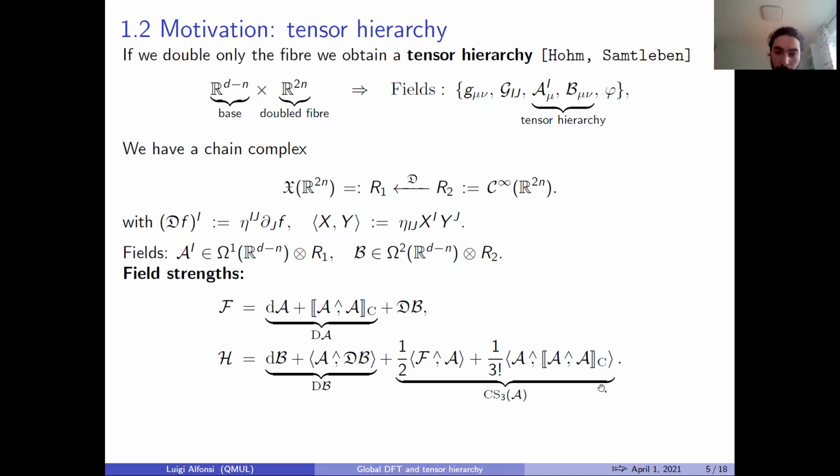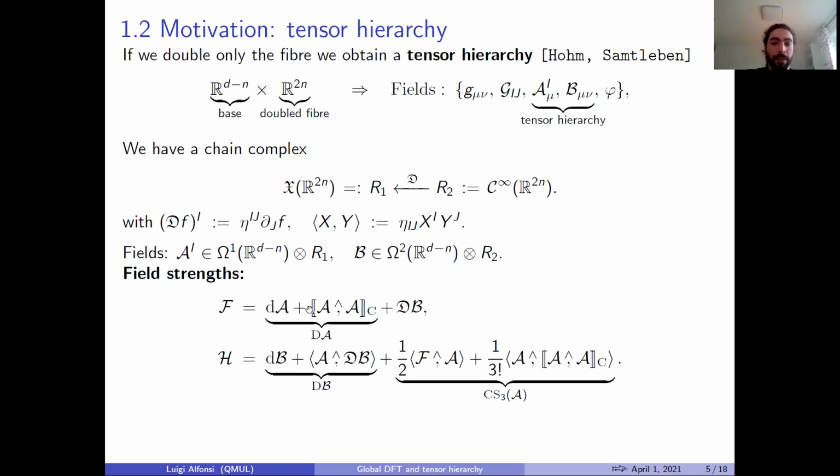And then I also called this term here the Chern-Simons form of A, in analogy. And these brackets here, the C brackets, I didn't write the definition on this slide, but these are the brackets that encode the gauge algebra of double field theory. So they act on vectors, on double vectors, in particular on the fiber.